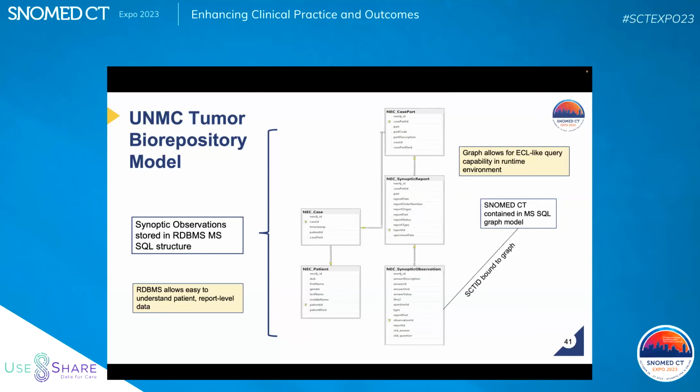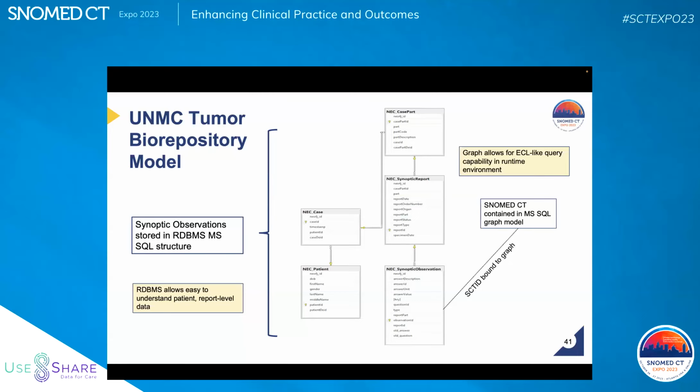So what you'll see here is that we have a case, a patient has a case, patient could have more than one case, right? They have a part, and then there's a synoptic report. Usually in the US, almost exclusively, the synoptic report is associated with one part, even though there may be data on other parts that contribute to that case. But the synoptic is almost always bound to one of the parts.